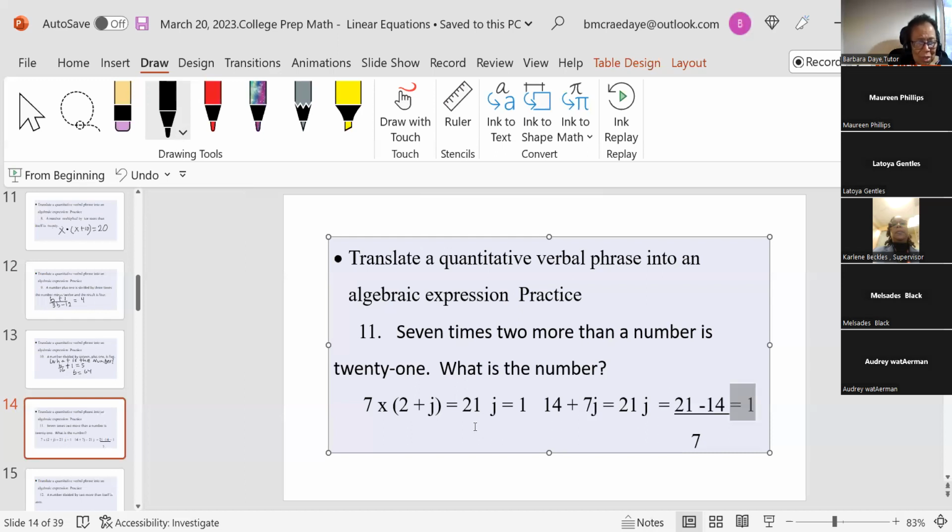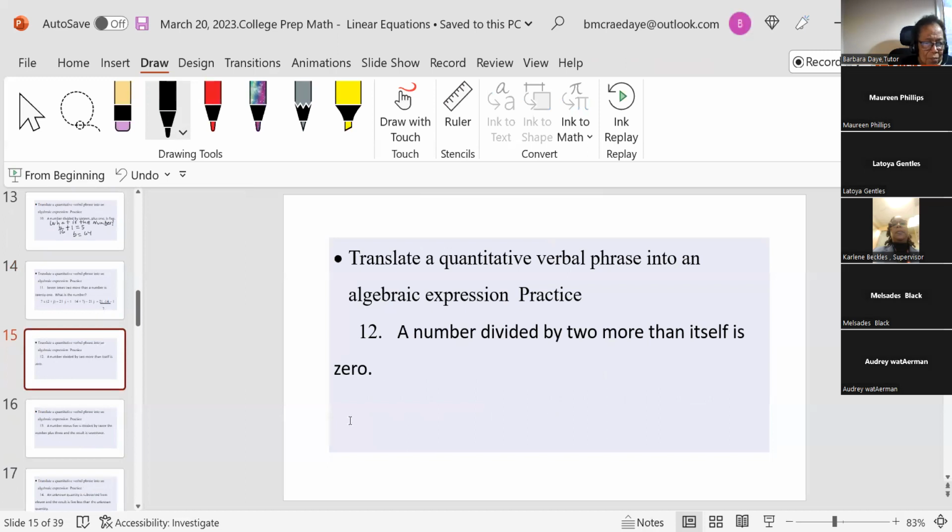Well, anyway, we'll look at it. Okay, now I think we'll do maybe one more. Okay, this is the last one. A number divided by 2 more than itself is 0. What is the number?